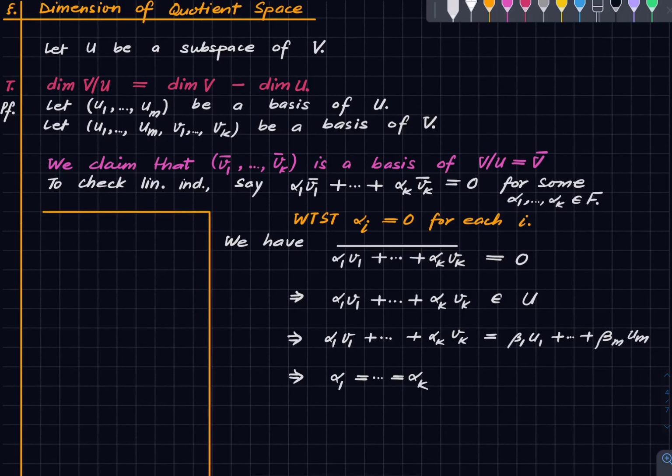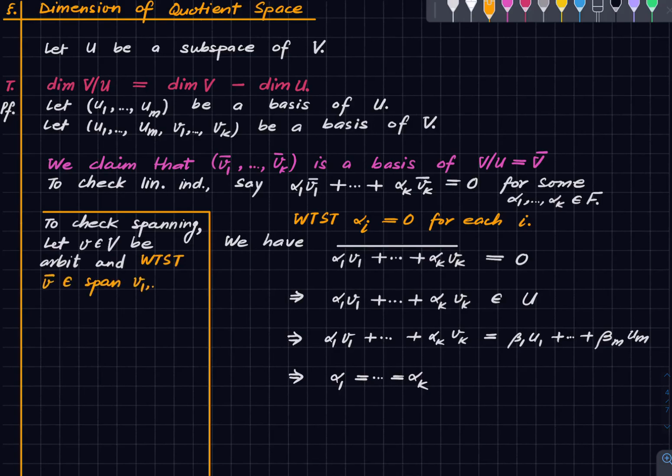So to check the spanning property, let some vector v be arbitrarily chosen, and we want to show that its coset is in the span of v1 bar up to vk bar. That is what it means to show a spanning property.